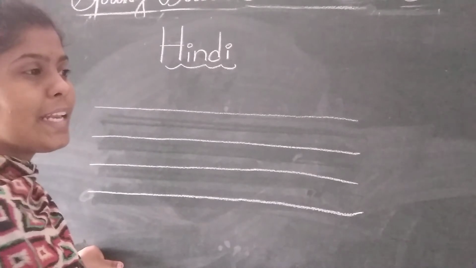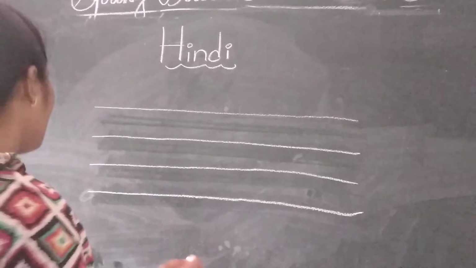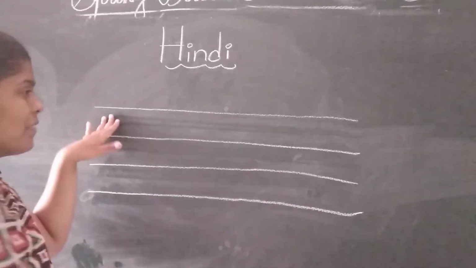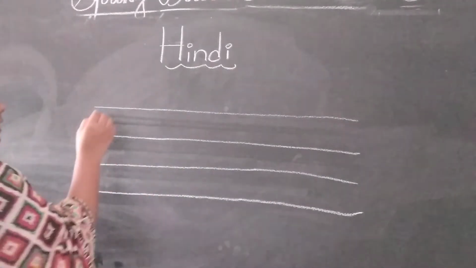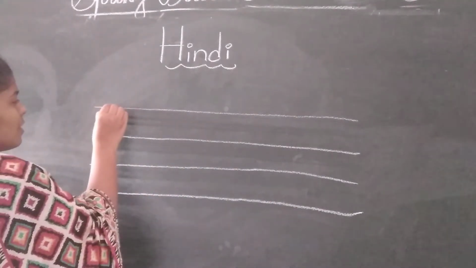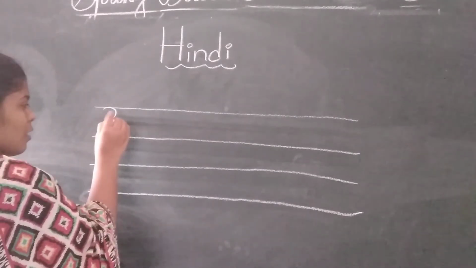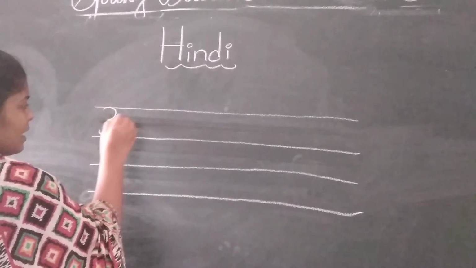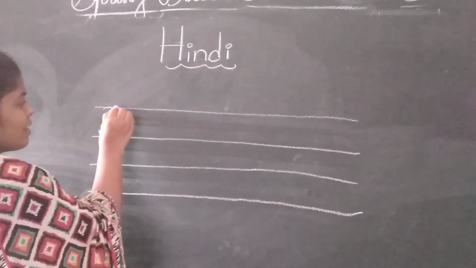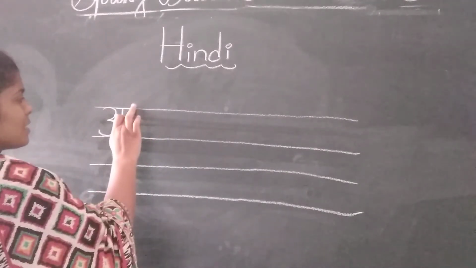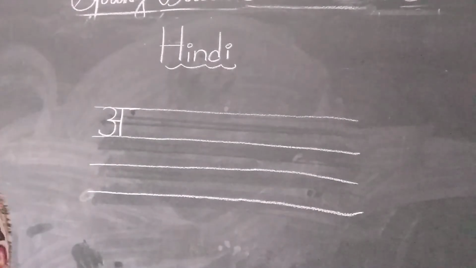Can anyone say how to write the letter A, children? I will write here. We have to write number 3 first. Next, one sleeping line, one standing line, and one sleeping line. It forms letter A.